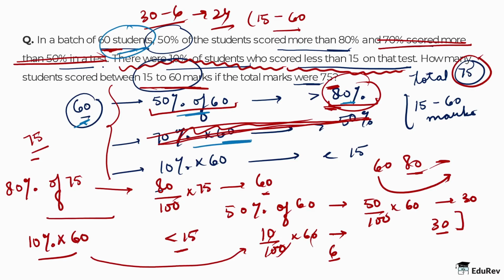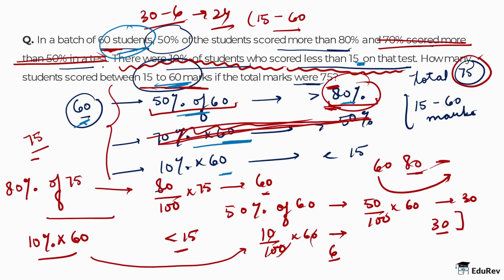So I wrote that also, that 70% of 60 scored more than 50. Then they are saying that 10% of students scored less than 15 on a test, and I wrote that also, that 10% of 60 scored less than 15. So we basically need to find how many students scored between 15 to 60 marks if the total marks were 75.